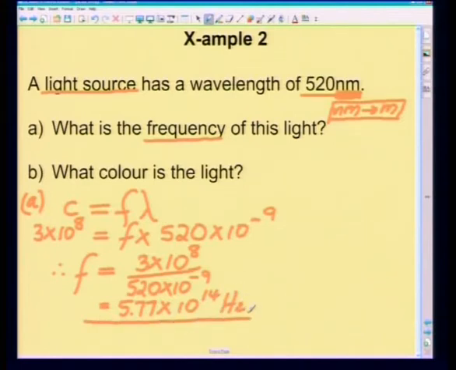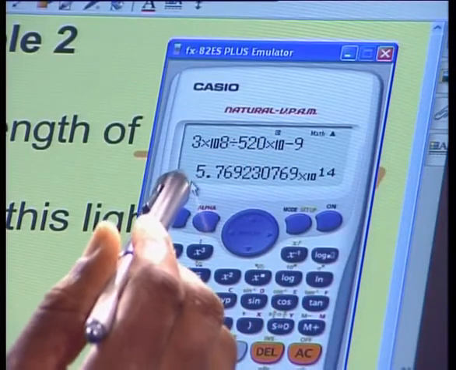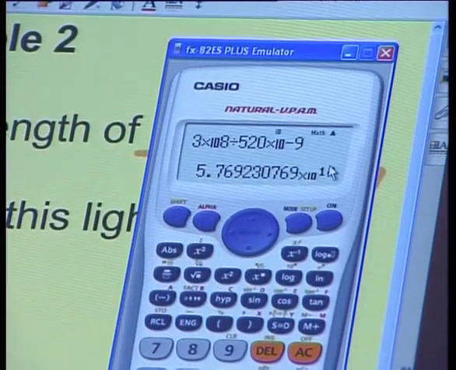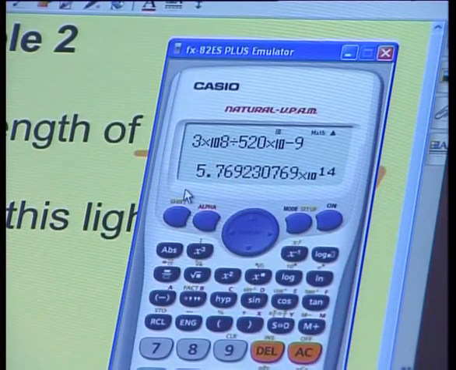Now, there's something that I need to show quickly from the calculator. If you look at the answer we got, it's 5.769230769 by 10 to the power 14. Now, people, you don't have to write that number down. Once you write that number down as is, you're not using your scientific notation. You are also not using your skills on conversions, on rounding off decimals.